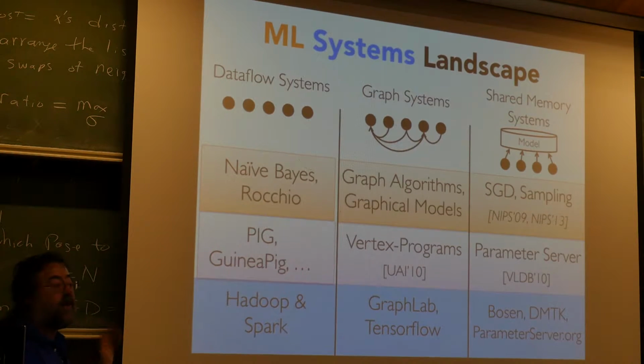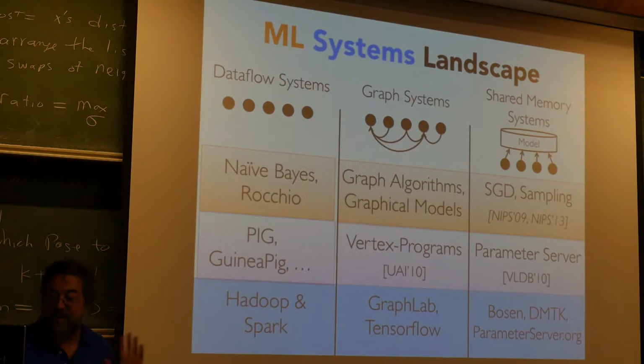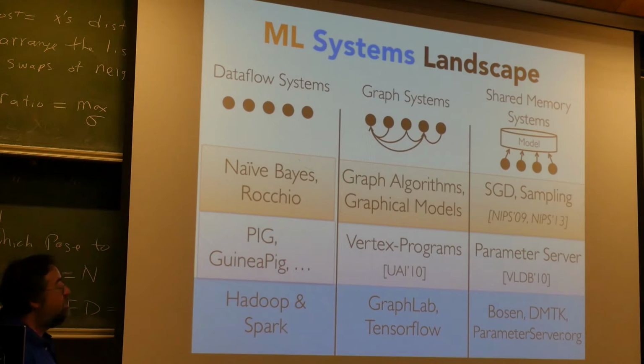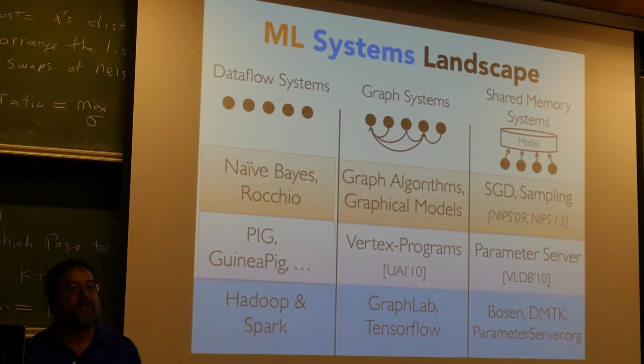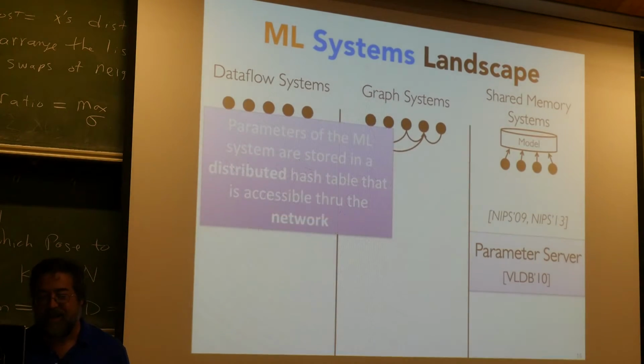Okay, so the abstractions that we use on top of this would be things like Guinea Pig or Pig. Here, the abstraction we use are these user-defined functions that run on each vertex. And here, the abstraction we're going to talk about is the parameter server abstraction. All right. Okay, so what is a parameter server? Well, it's basically what it sounds like.